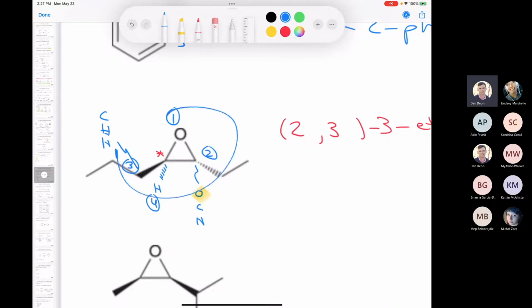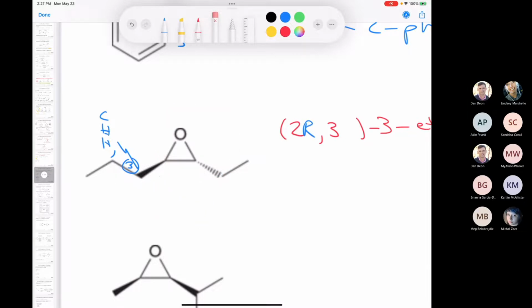So we're going like this, which is clockwise. So it's 2R. And then for the second stereo center, let's highlight that one. So we'll put this here. This is our highest priority group. We have our hydrogen coming out in front.